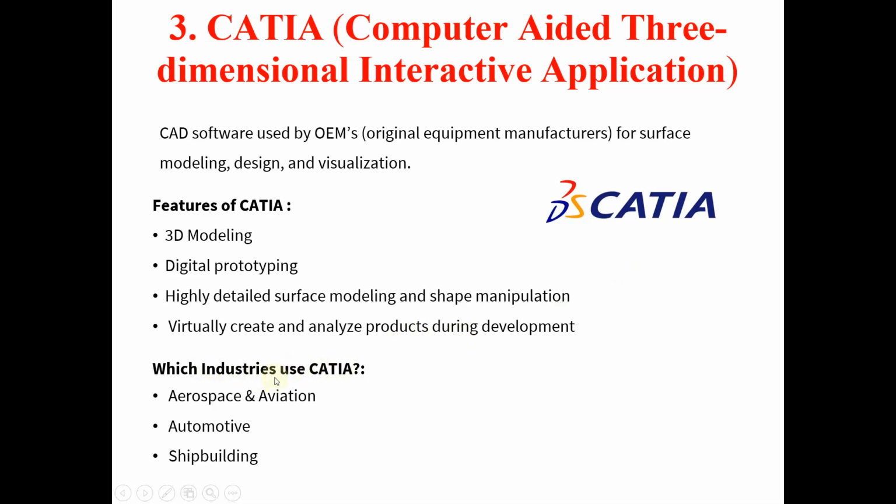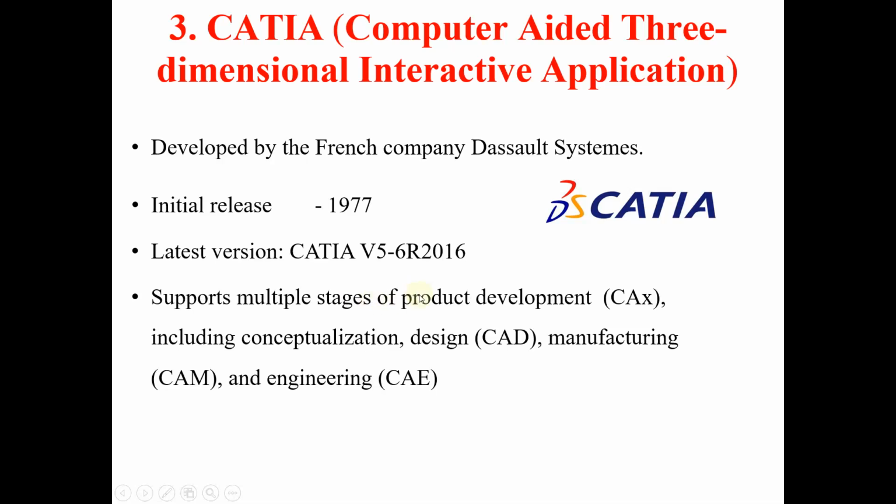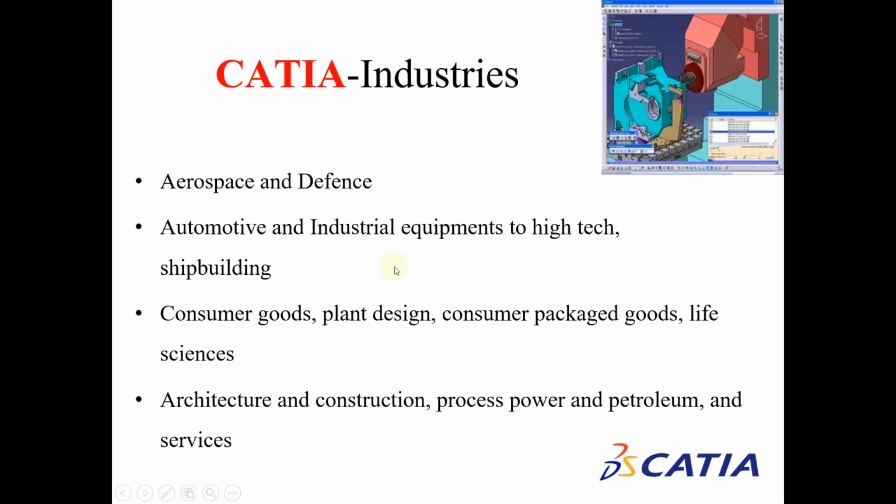Which industries use CATIA? You can see here mostly aerospace, aviation, automotive and shipbuilding. So wherever aerodynamics is involved, CATIA is used very commonly because it has very good options in surface modeling. It is very strong in surface modeling. Then again it can be used in solid modeling for consumer goods, plant design, then consumer packaged goods. So other types of industries also use CATIA, but commonly we use it for aerospace, automotive industries, shipbuilding and defense.